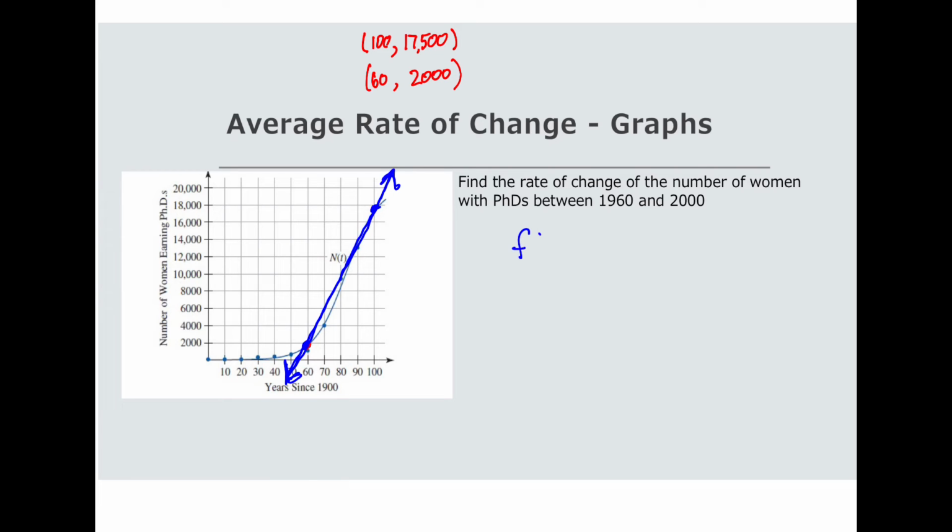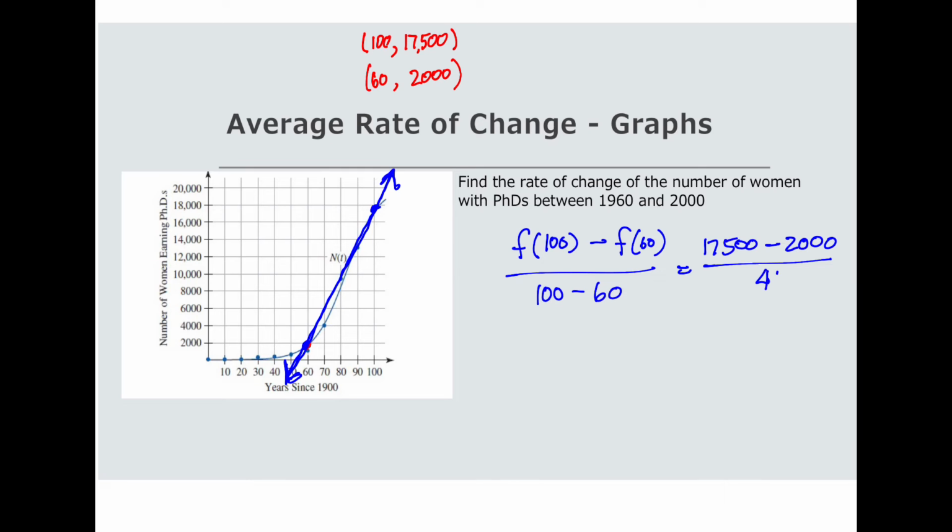So we're going to take our f of 100 and subtract the f of 60. Then on the bottom, 100 minus 60. So that gives me my 17,500 approximation there, minus 2,000, divided by 100 minus 60, which is 40. Doing the division there gives us an approximation of 437.5.